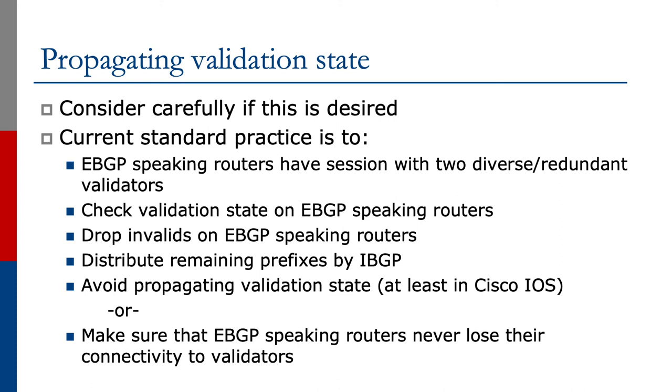And we want to avoid propagating validation state, at least in Cisco IOS, or make sure that eBGP speaking routers never lose the connectivity to the validators. So there needs to be a little bit of care in doing the network design and ensuring that we have appropriate redundancy in place, as we do for many, many other aspects of a network.